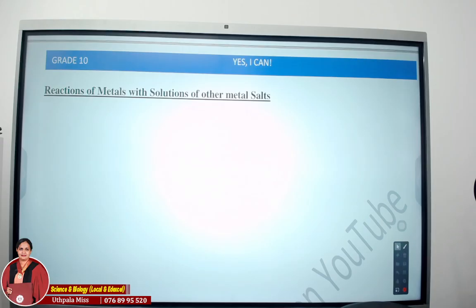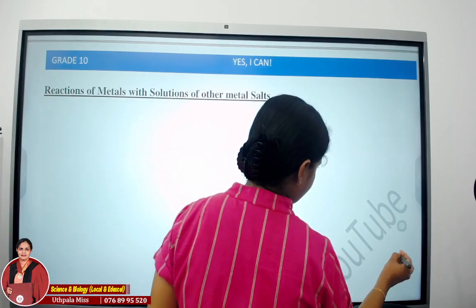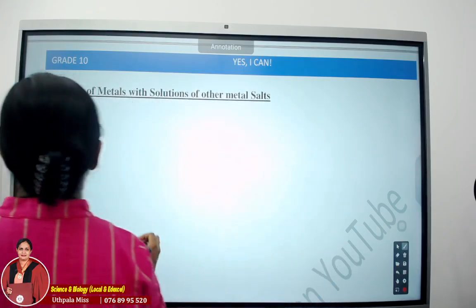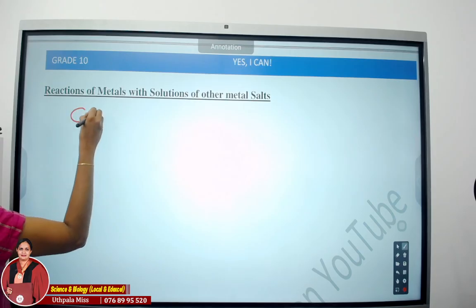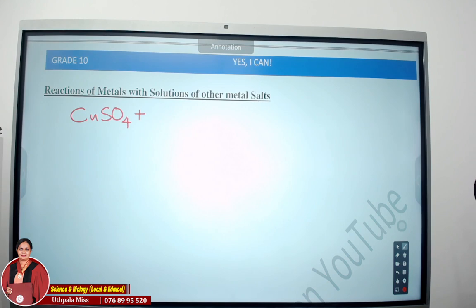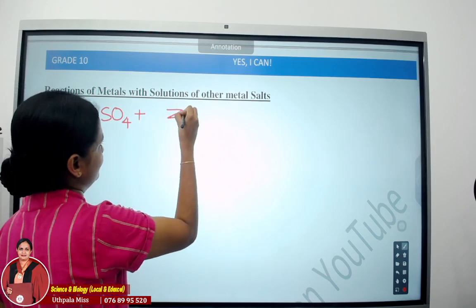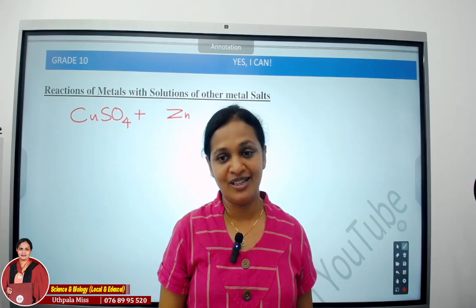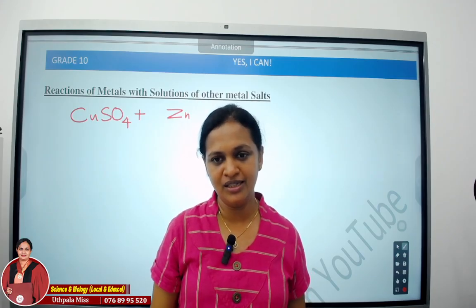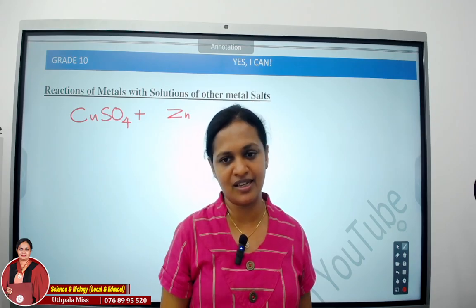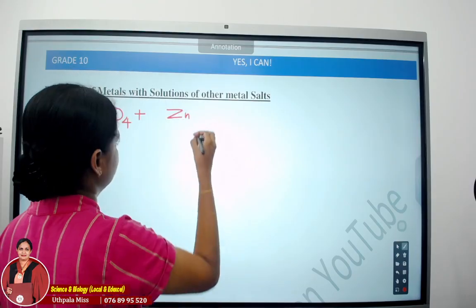So for example, we'll take copper sulfate. Right? What is the color of copper sulfate? Yes, tell me. White? Copper sulfate solution? Blue. Copper sulfate is blue in color since there are copper ions, right? Since there are copper ions.